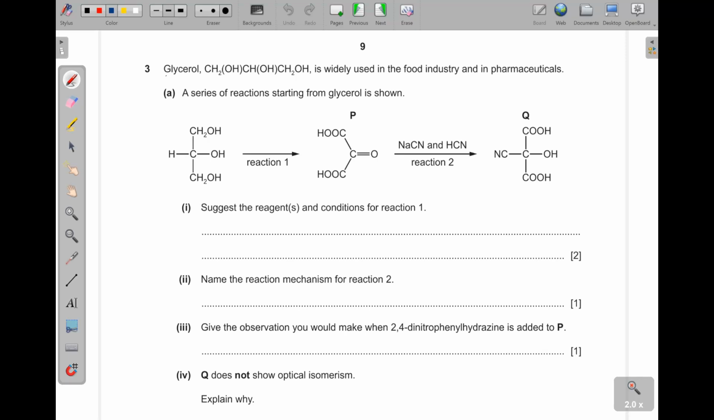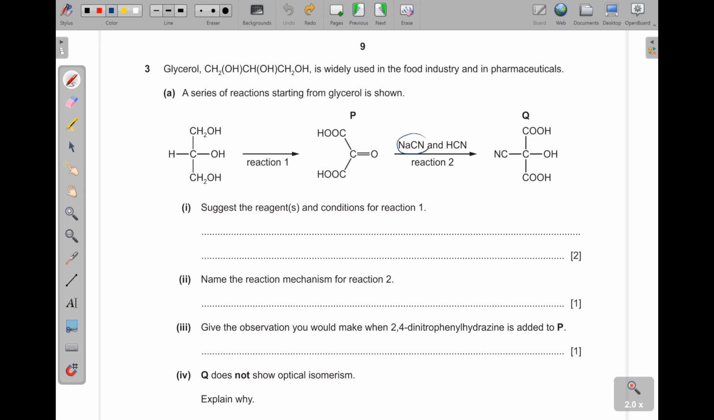Question 3. Glycerol is widely used in the food industry and in pharmaceuticals, but a series of reactions starting from glycerol is shown, and we are seeing everything here. Now you can see that this is a primary alcohol, but it is oxidized to a carboxylic acid. And then the secondary alcohol here goes to a ketone. That means what we are having here is an oxidation reaction. Okay, that's oxidation. And then what else do we have?